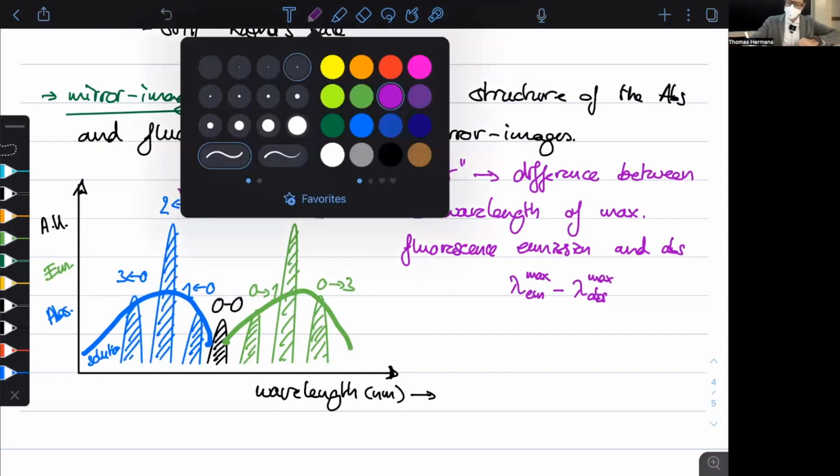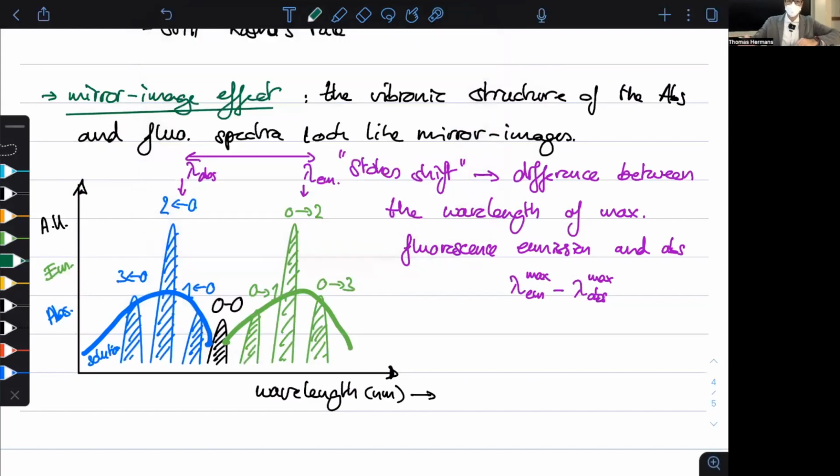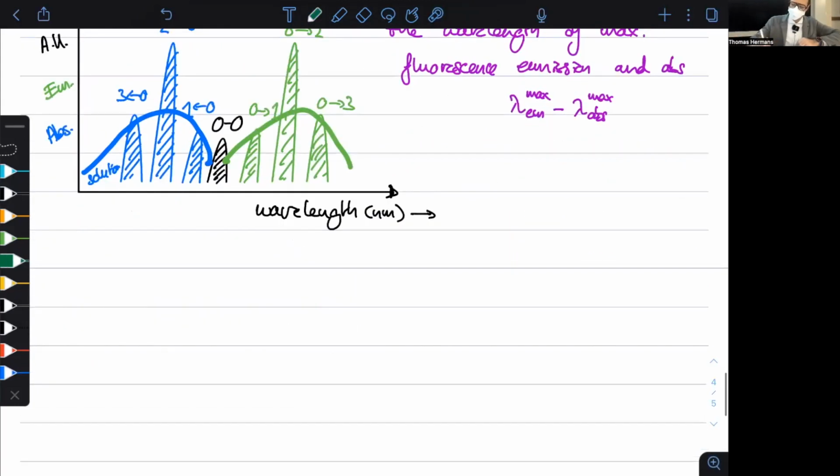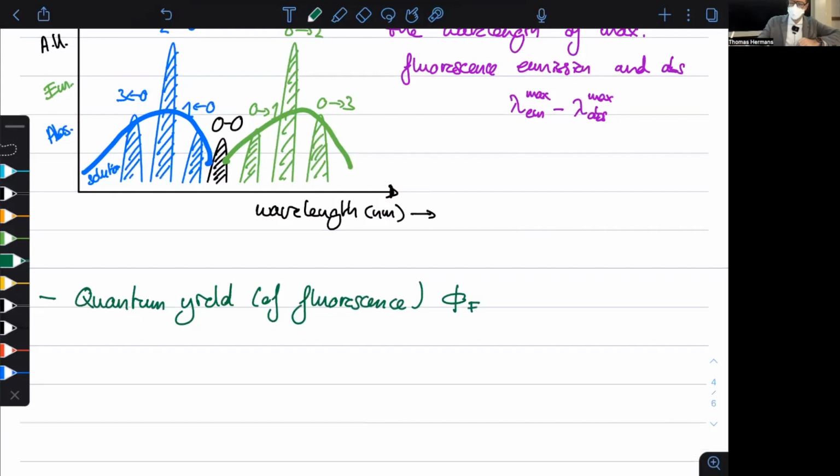Okay, let's get through some other concepts. There's a very important concept, it's called quantum yield of fluorescence, which is theta f. So what does it mean, quantum yield?